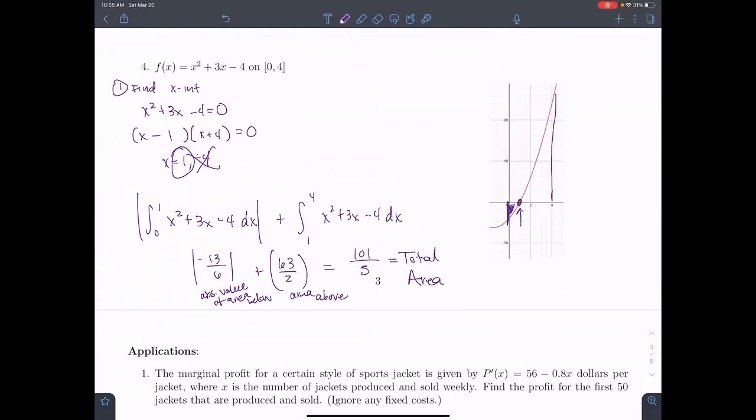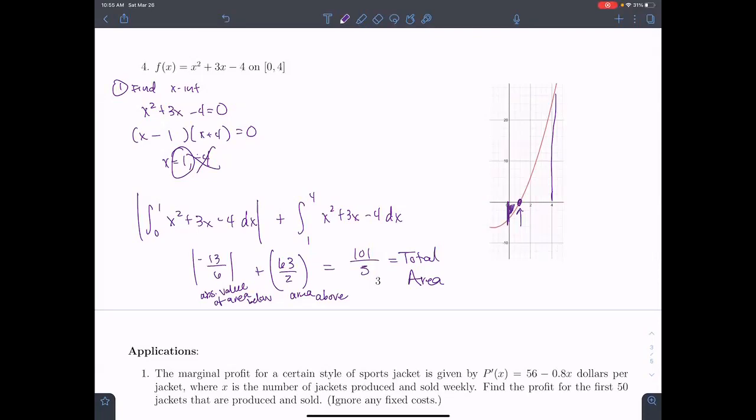Okay, so splitting this up at that x-intercept, recognizing that the first piece is negative, so we want to make it positive, so take the absolute value, and then that second piece, it is already positive, so just leave it alone.